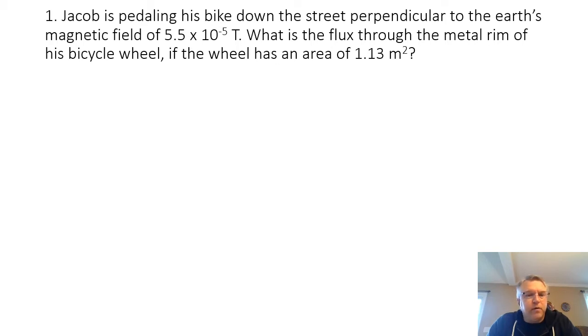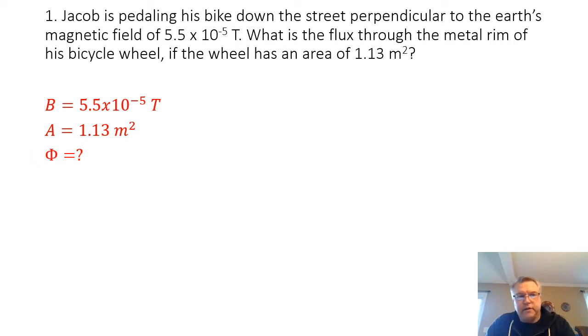In this problem, we are given the strength of the Earth's magnetic field, 5.5 times 10 to the minus fifth Tesla. We are given the area of the bicycle wheel, which is 1.13 square meters. And we are looking for the flux going through the wheel. So I know that my symbol for flux is phi. So that's what we're looking for.